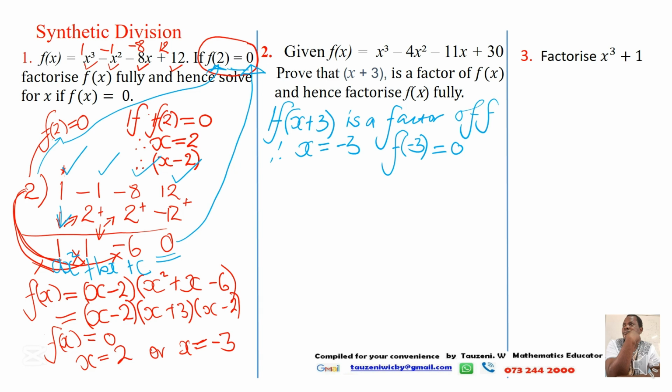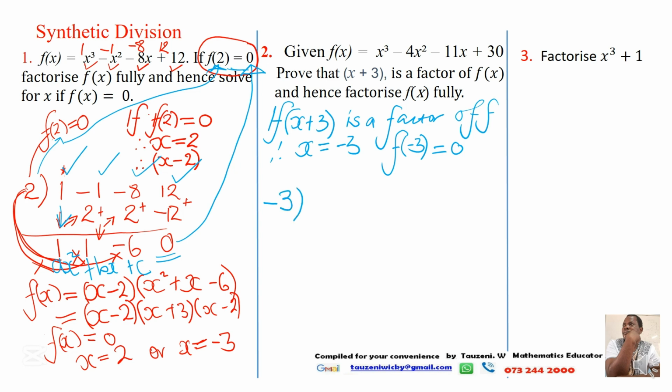equal to 0. So in this case, I want to do synthetic division, so I'm going to set it out in the following way. The value of x from the given factor is negative 3. So I write down negative 3.